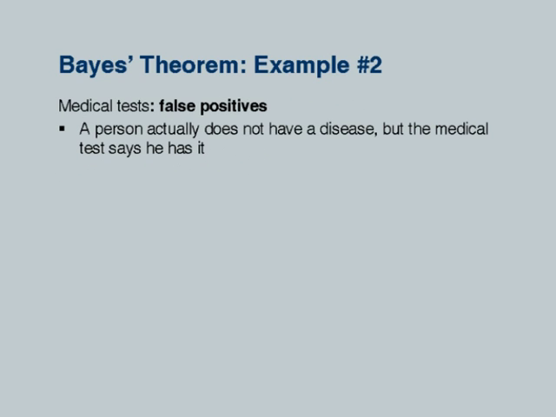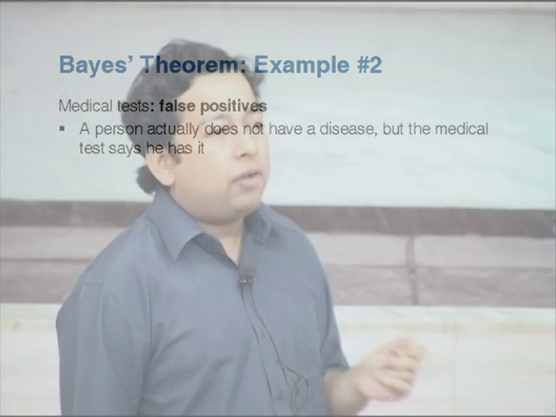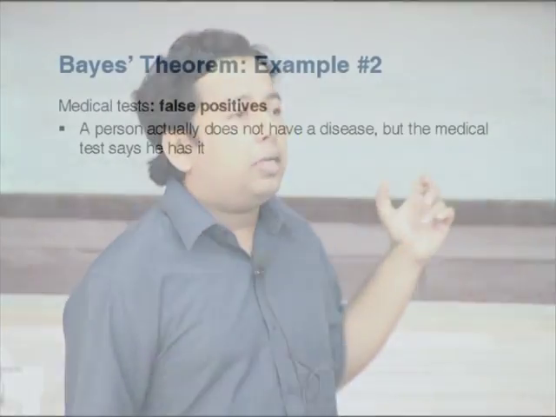We go to the second example, and these types of examples from medical tests are usually the most commonly cited examples to explain Bayes' theorem. So, in medical tests, the concepts of false positives and false negatives are very common. If you are not aware of it, this is what it means.